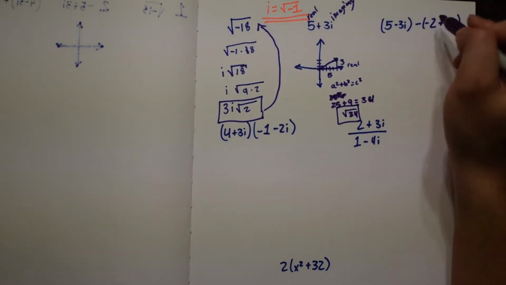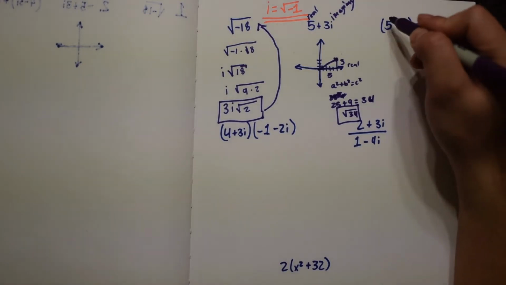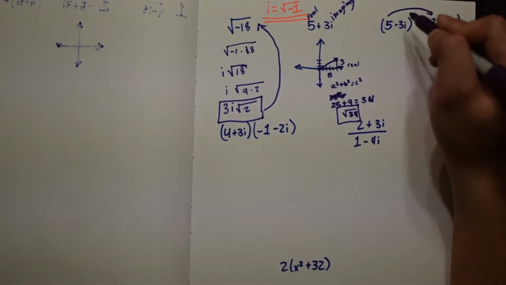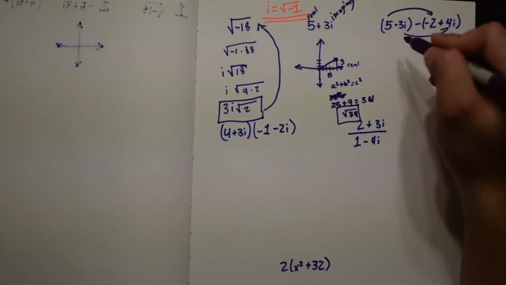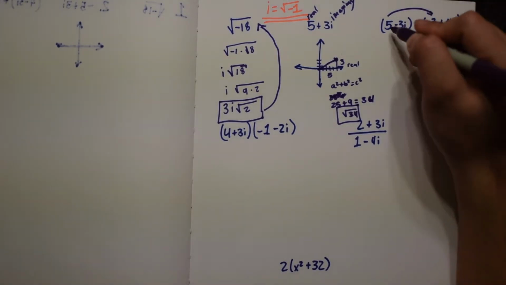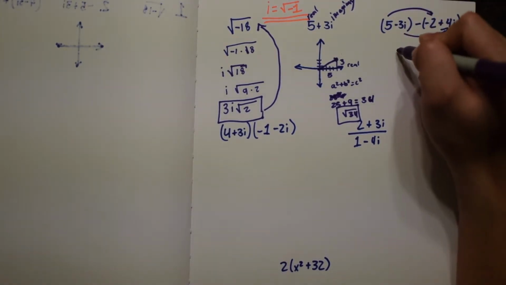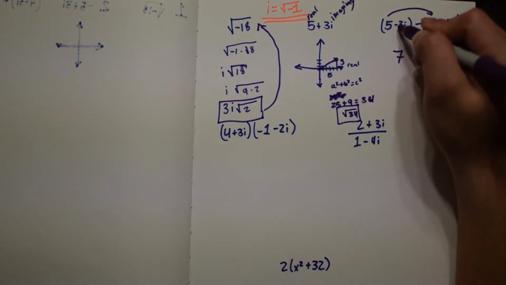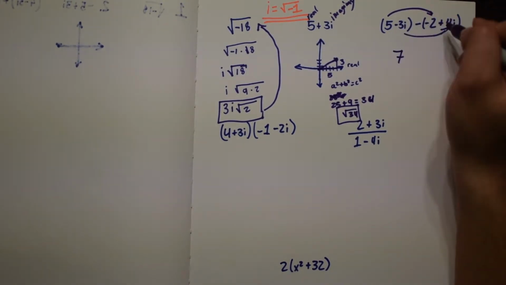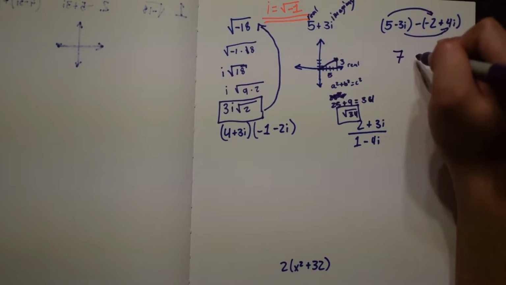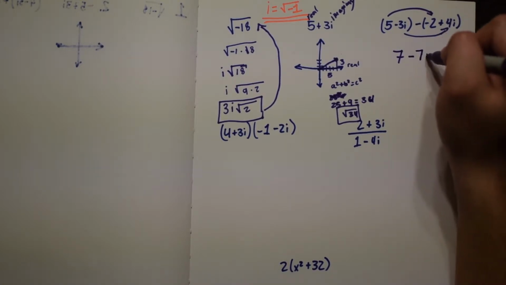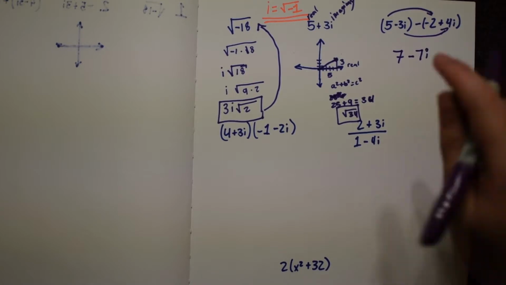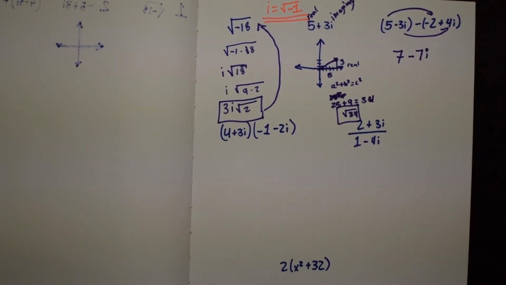Ladies and gentlemen, when you're adding and subtracting complex numbers, you basically just take the real parts and the imaginary parts and perform whatever operation they're asking you to do. So 5 minus -2, that will actually give me 5 plus 2, which gives me 7. And then -3i minus a positive 4i will actually give me -7i. And that's all you have to do for those. Those are actually pretty simple.